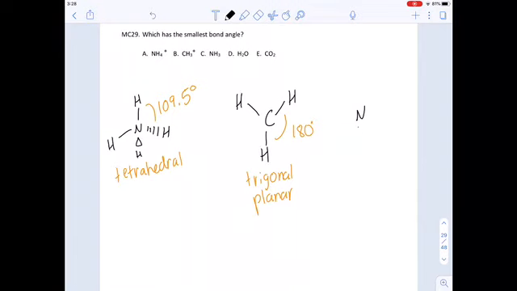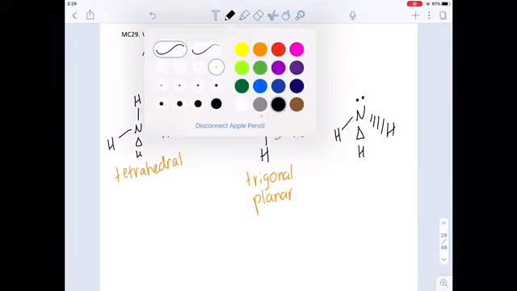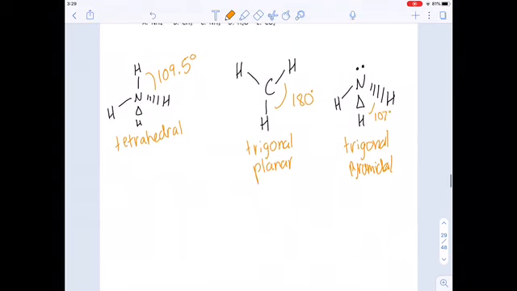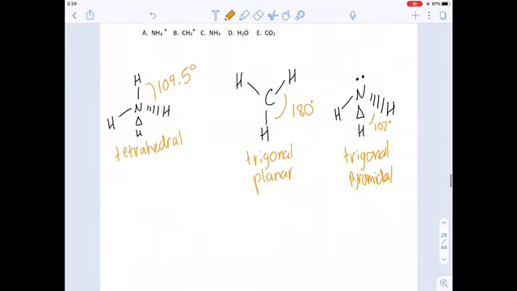Then regular NH3, or ammonia, is going to look like this. And this is going to be a trigonal pyramidal, with a bond angle of about 107 degrees.